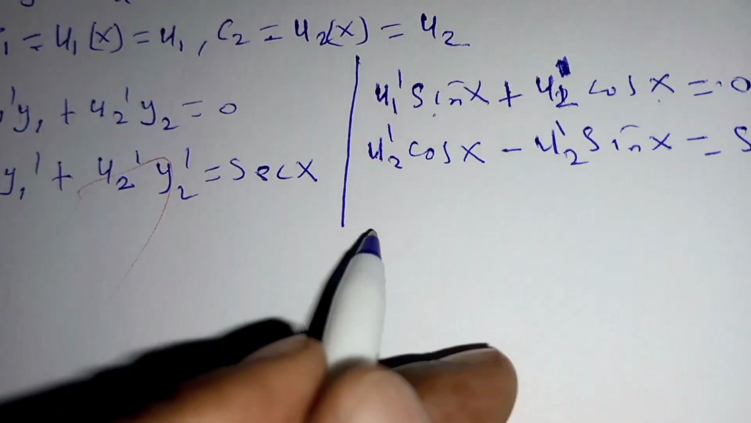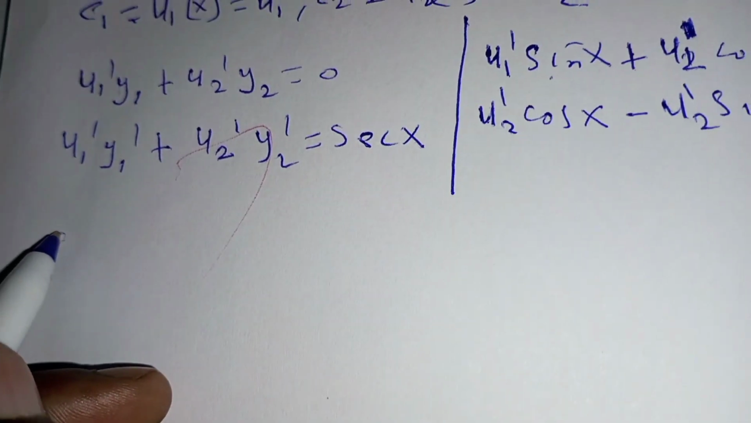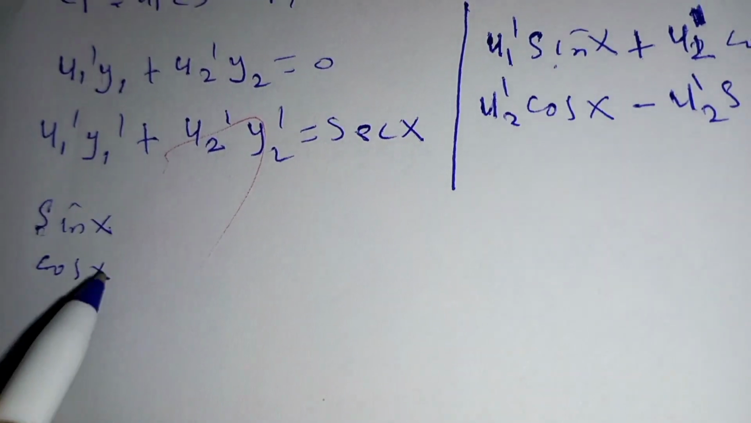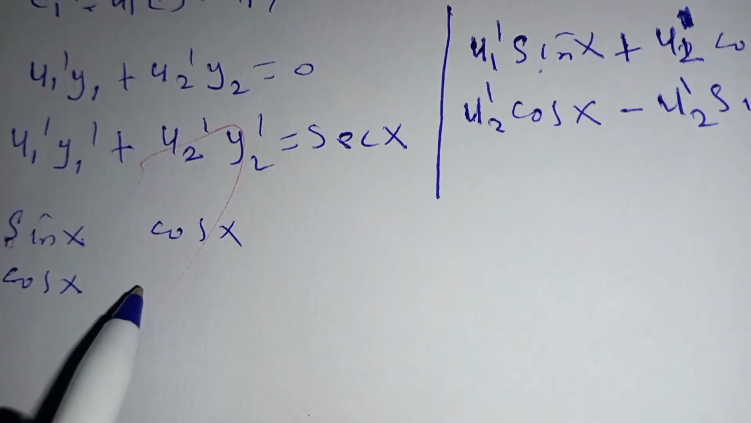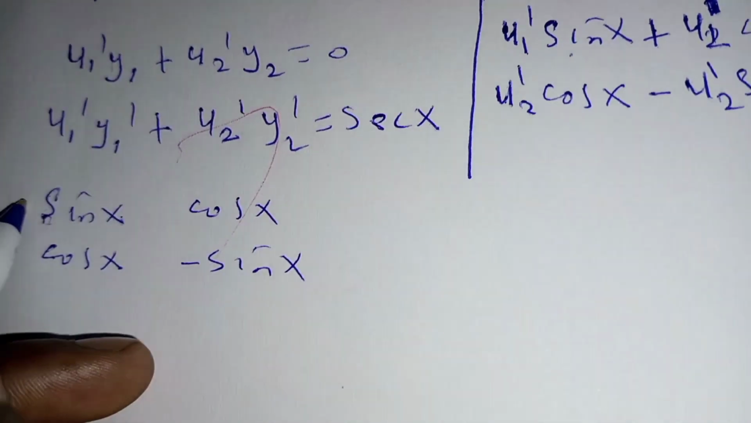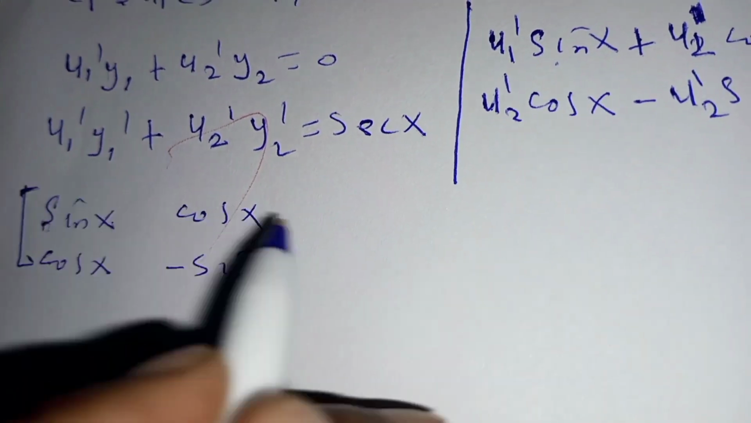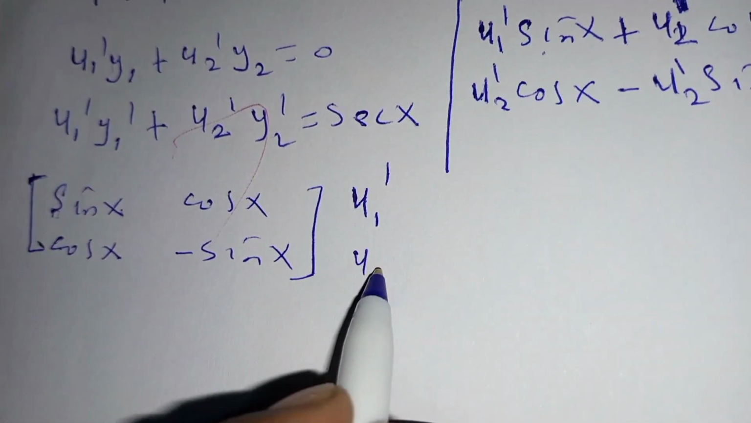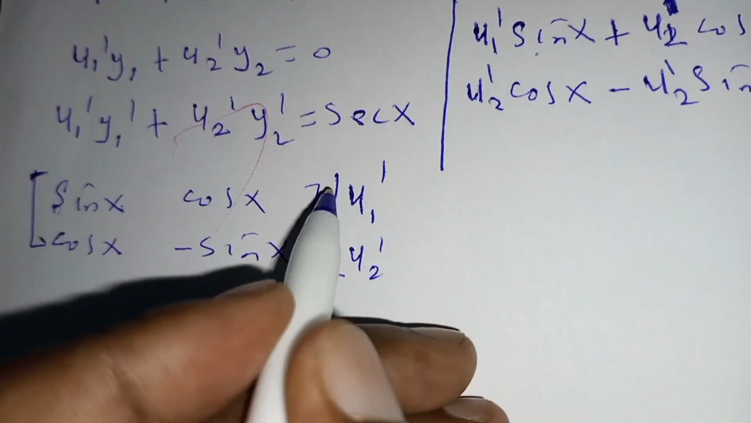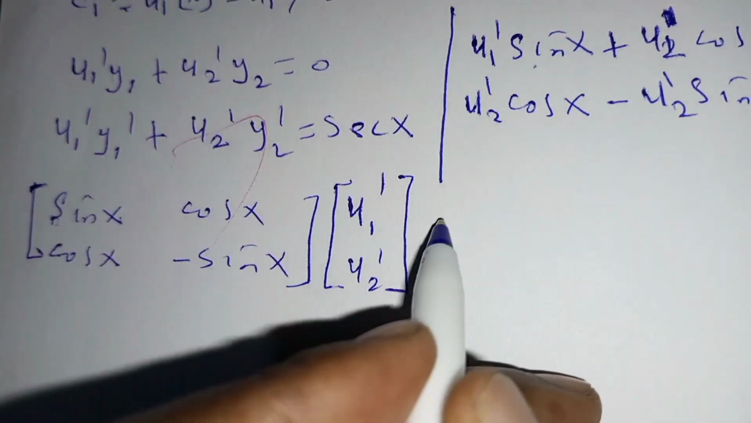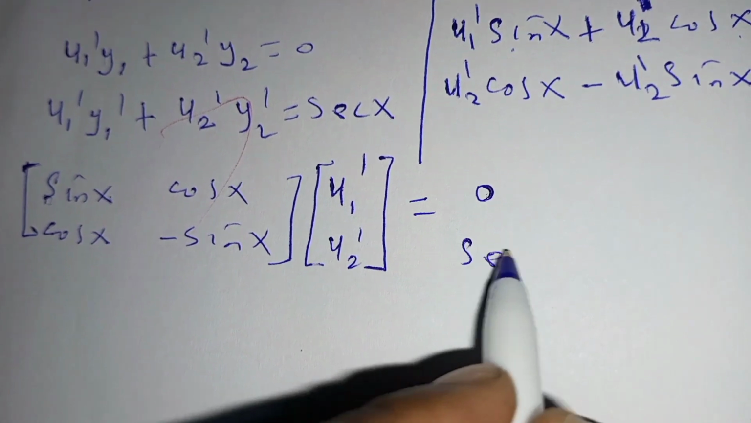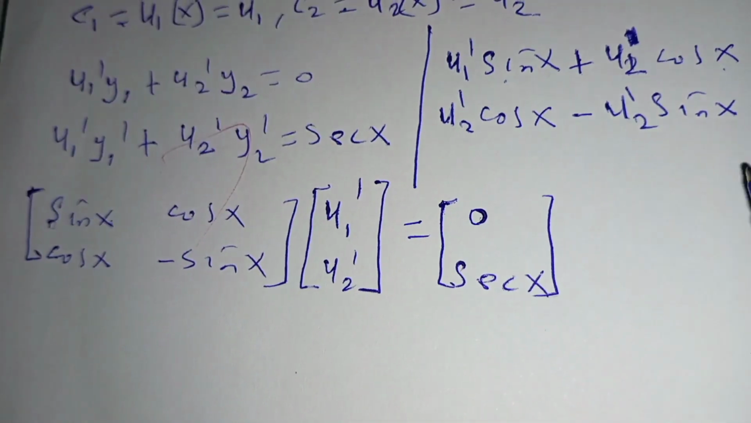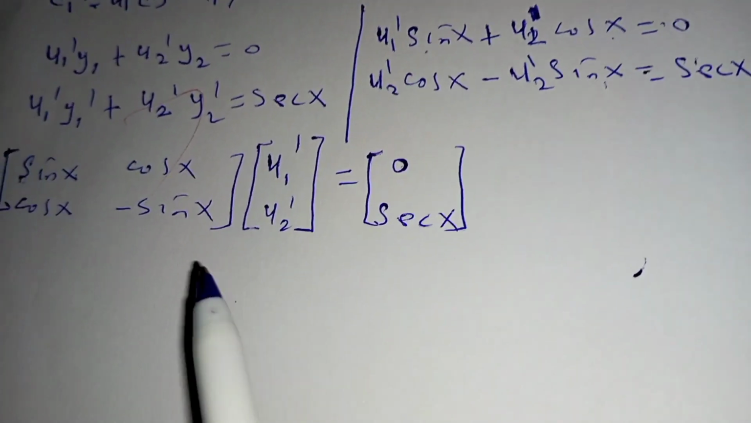Now we can write that in matrix form to obtain sine of x, cos of x, cos of x, negative sine of x, times U1 prime, U2 prime, which is equal to 0, sec of x. Now this part here is the same as this one here in matrix form.